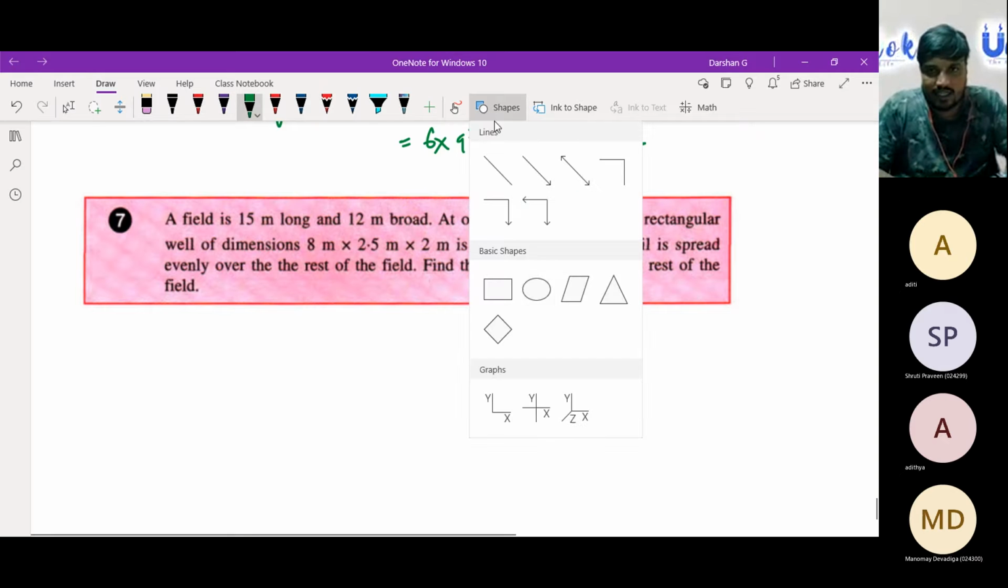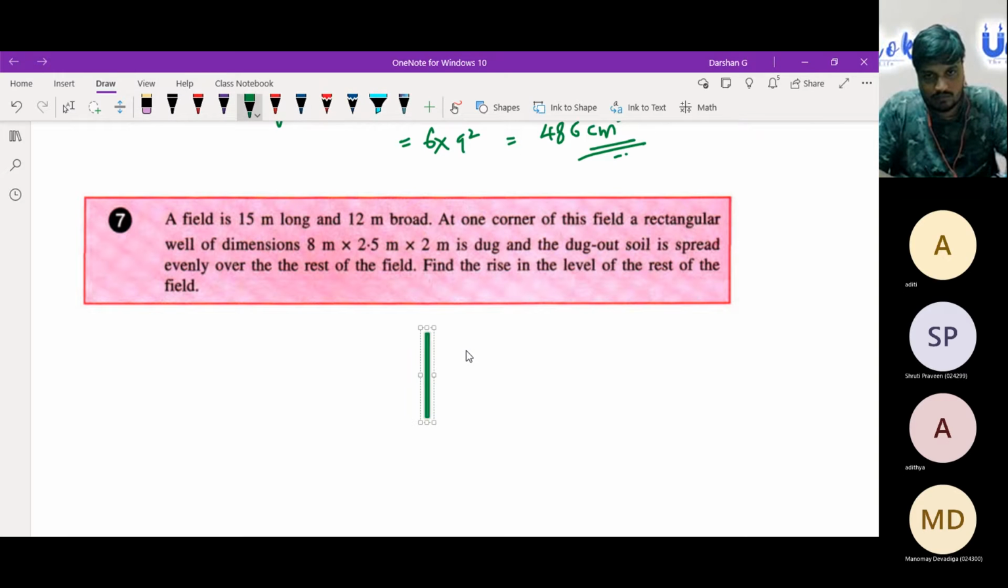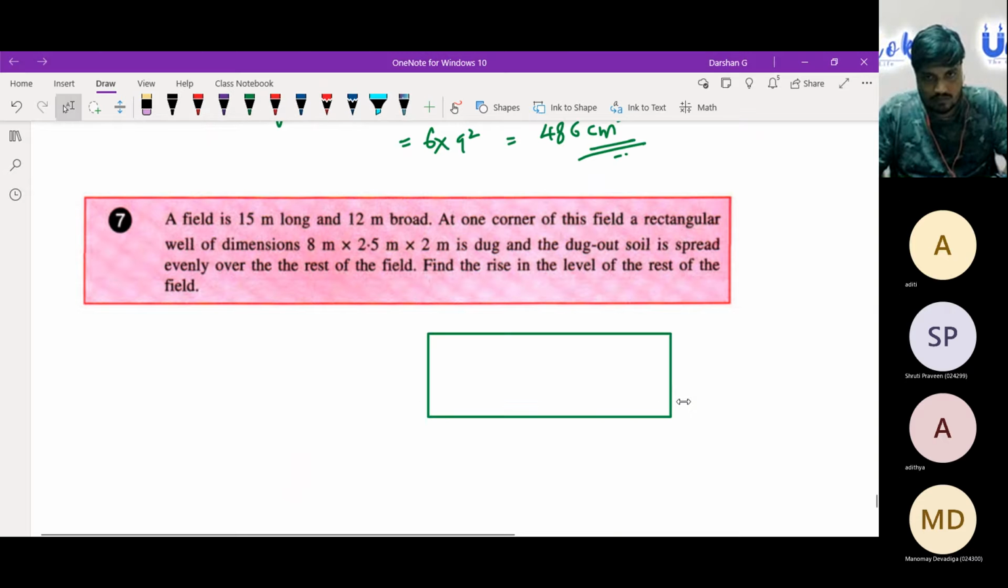So you have a rectangular field. You're actually cutting.